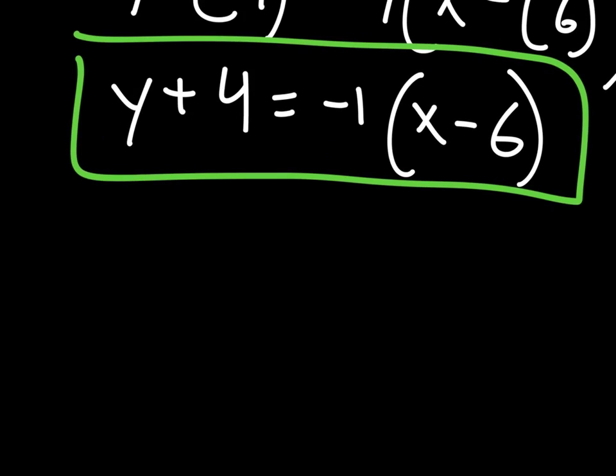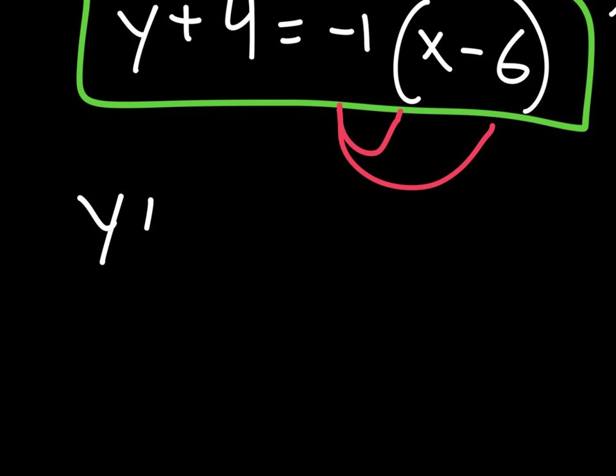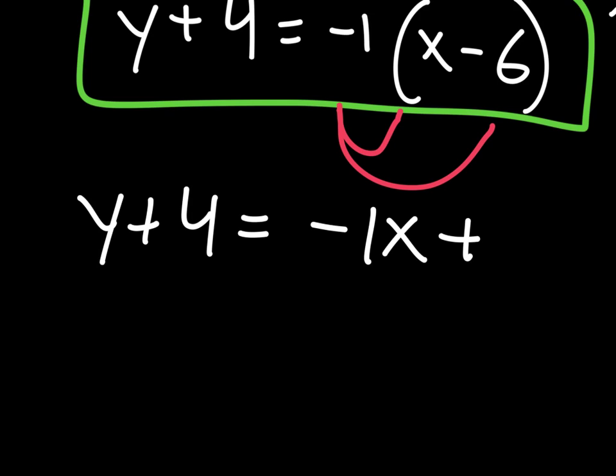Now, I want it in slope intercept form, just like the directions say. So what we're going to do is distribute this negative 1 to the inside of these two terms, bring everything else down. Y plus 4 equals negative 1x. Negative times a negative gives you a positive. 1 times 6 gives us a 6. Now, we know how to do this. Subtract 4 on both sides.